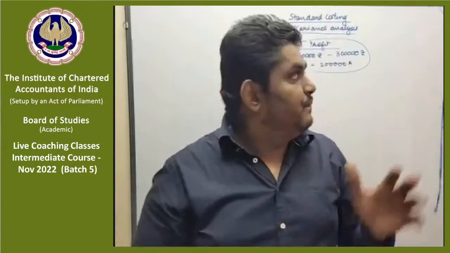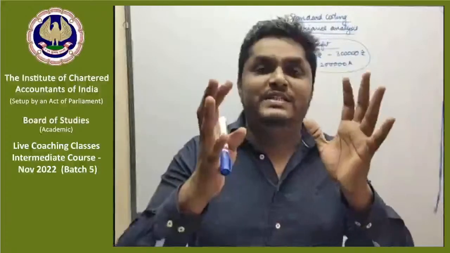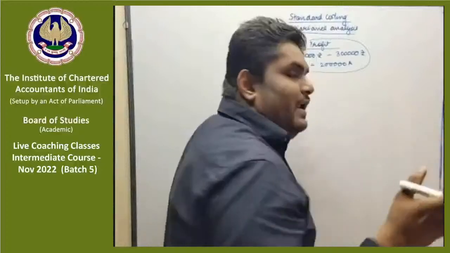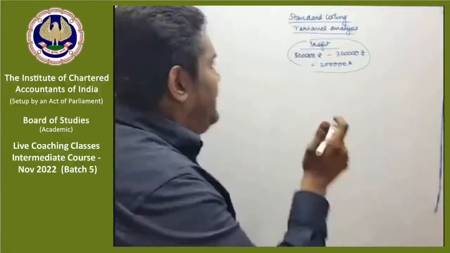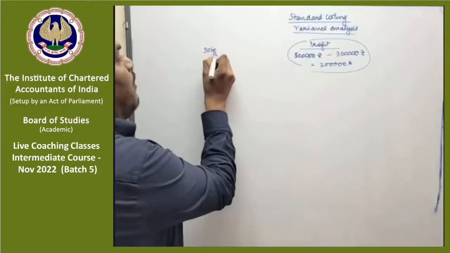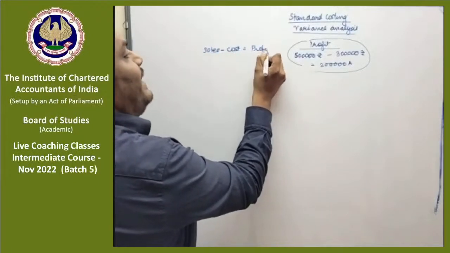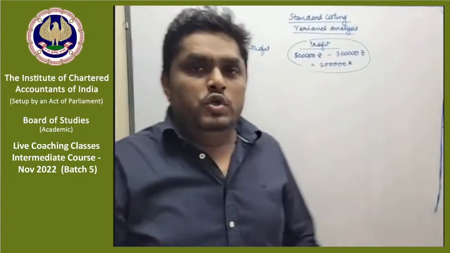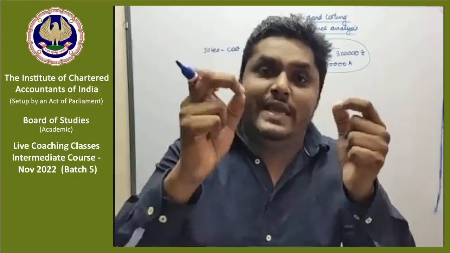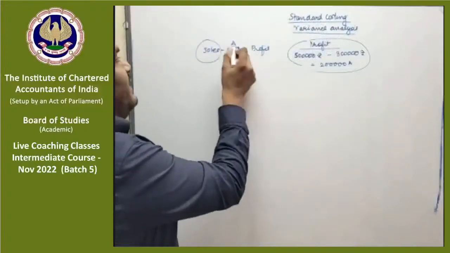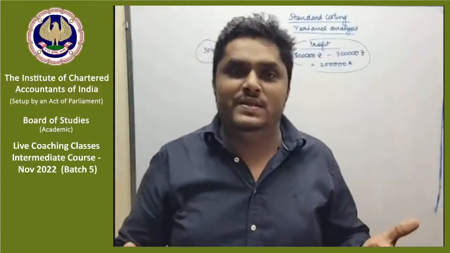So now, this profit is dependent upon two factors. In general, how do we get profit? Very simple. Sales minus cost is what? Profit. This is how we get profit. So if some change or deviation has come, either it will be in the sales or it will be in the cost. Very simple.